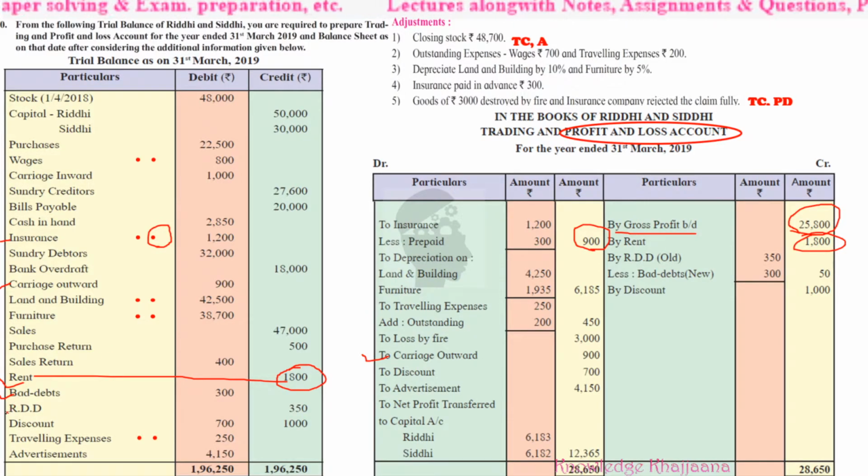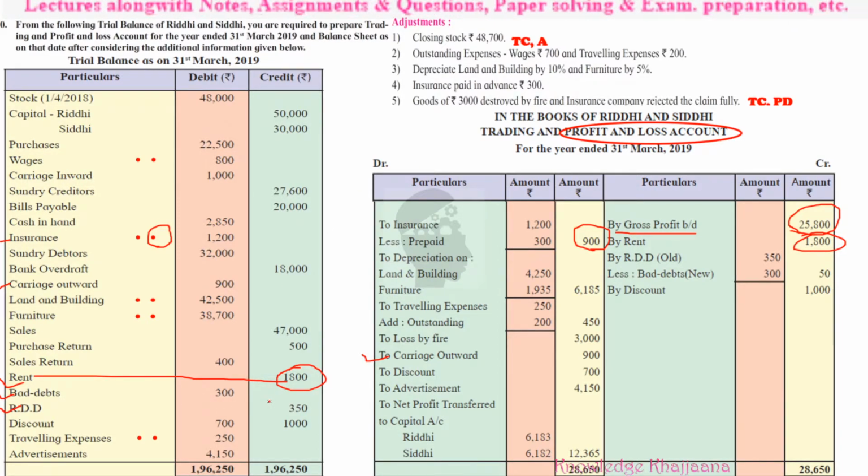Okay, and RDD is also given, rupees 350. But see, a different kind of solving has been shown over here. Why has this been shown? You will come to know. See, there is no adjustment on sundry debtors, right? Which kinds of adjustments are generally seen on sundry debtors?